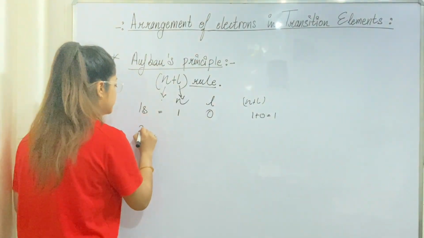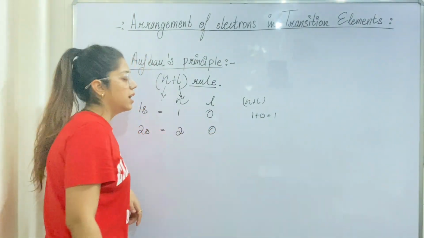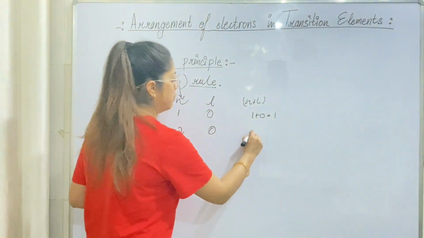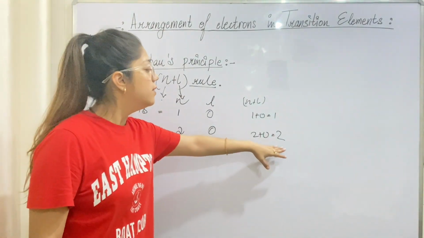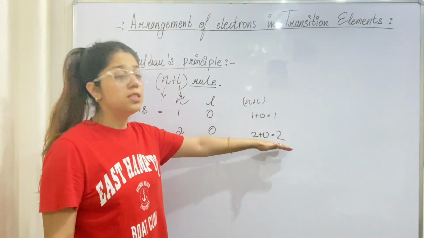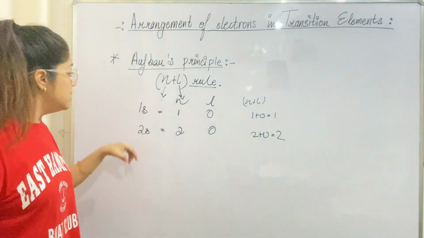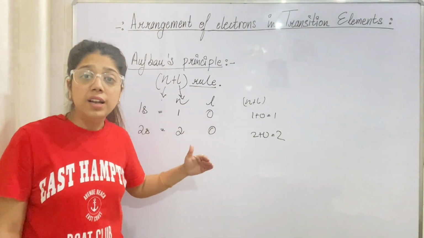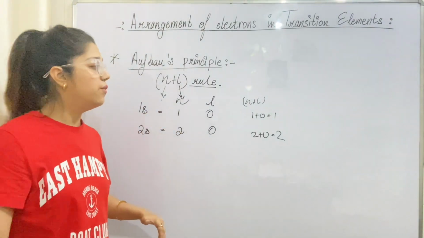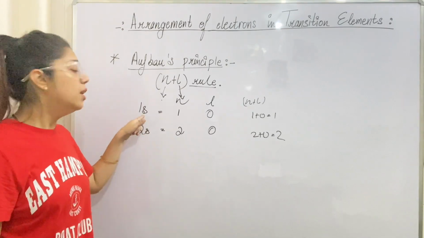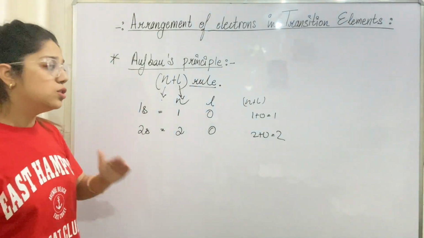Now coming to 2s, the value of N is 2 and the value of L is again 0, so 2 plus 0 is equal to 2. You can see that the value of N plus L is 2 for 2s and 1 for 1s. That means the electron will be filled in the orbital which has the lower N plus L value. So which one of these has the lower number? 1s. So the electron will be filled in the 1s orbital first and then in the 2s orbital.